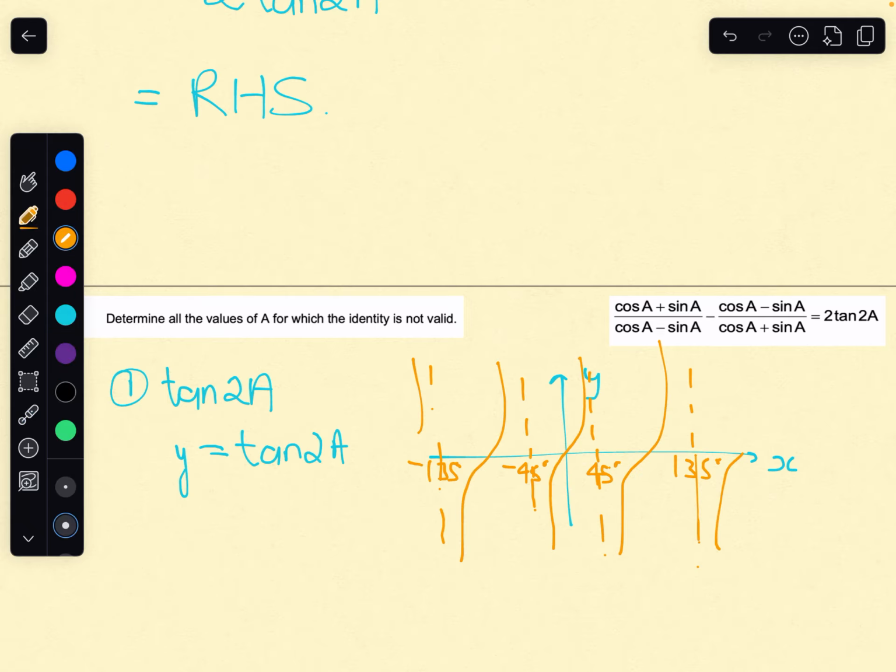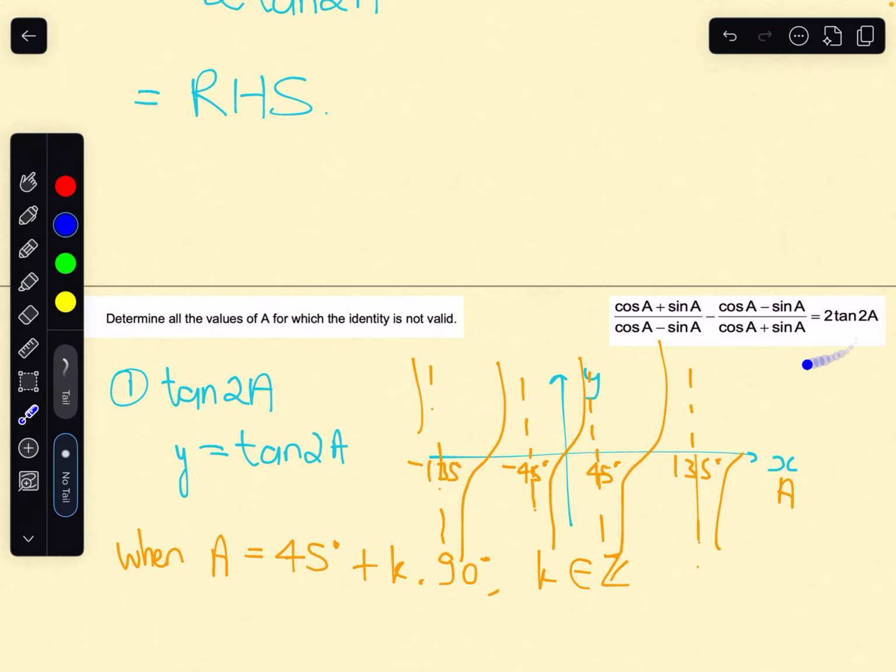So that would be when, and this is a as opposed to x, y versus a, so when a is equal to 45 degrees plus k times 90, where k is an integer, that would be one set of values where this identity is invalid, because this is where tan 2a is undefined.